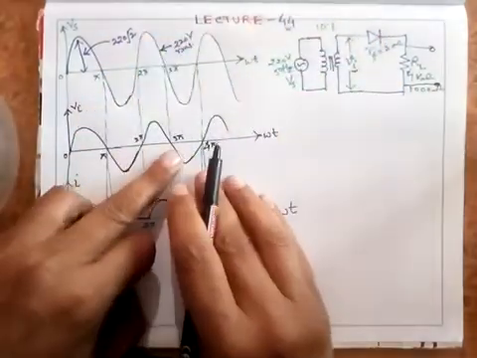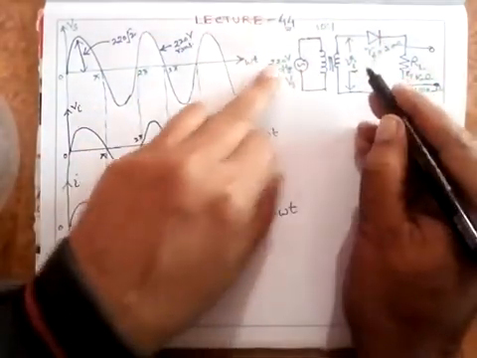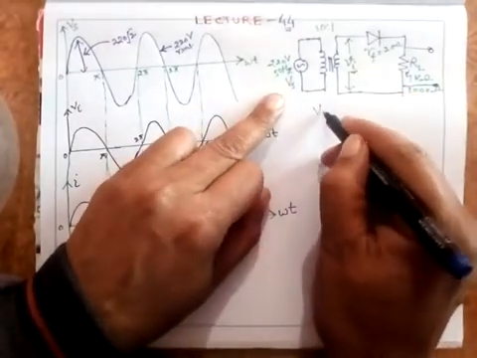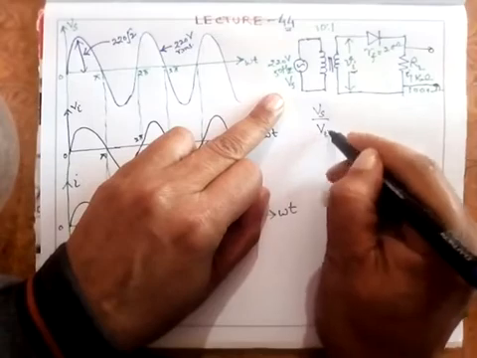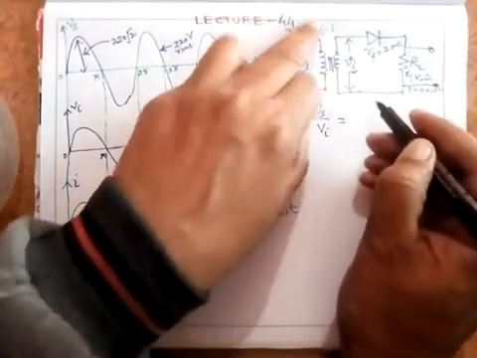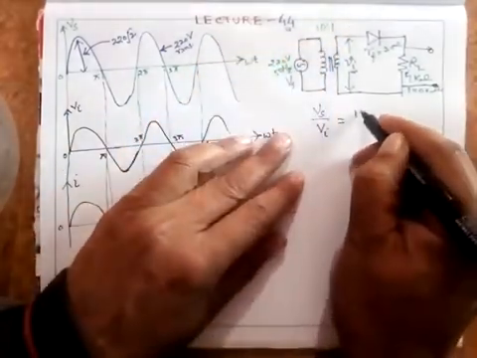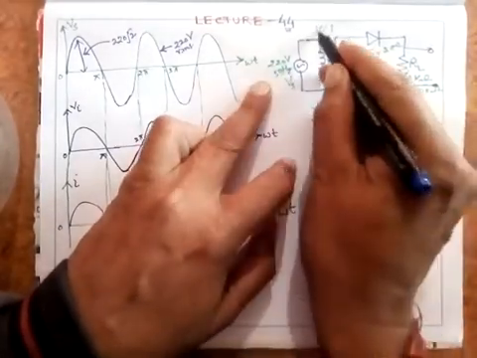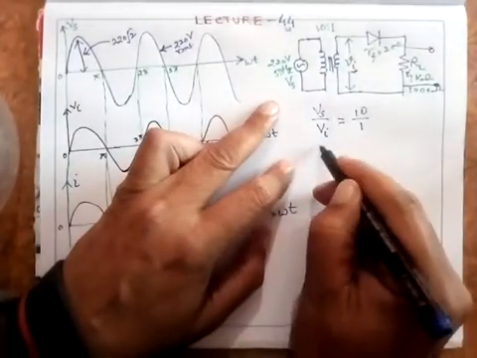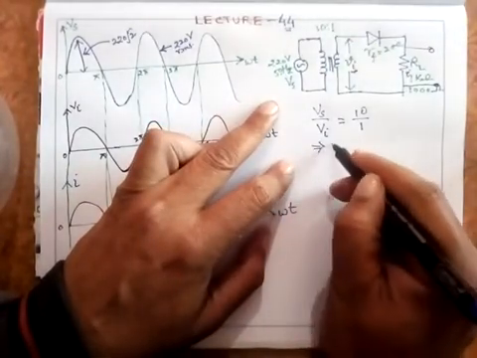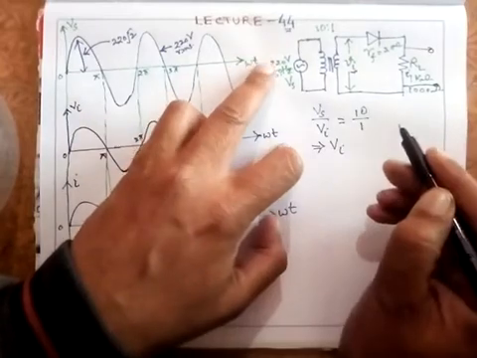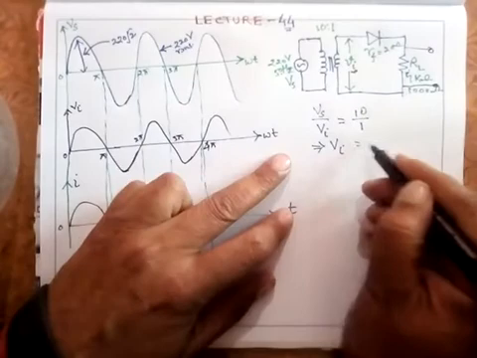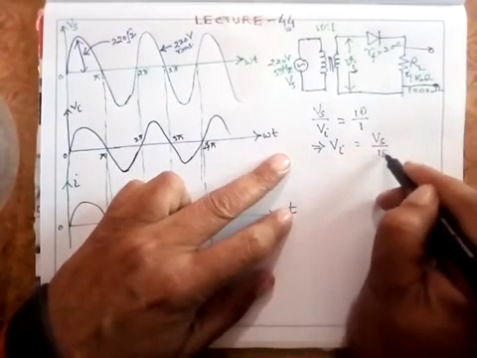Now I am interested in the step down voltage of this. Suppose this is Vs, I am interested in Vi. Can I say that Vs upon Vi is equal to 10 upon 1? That is, V1 upon V2 is equal to N1 upon N2. This implies that I'll get the value of Vi from here. Vi will be equal to Vs upon 10.